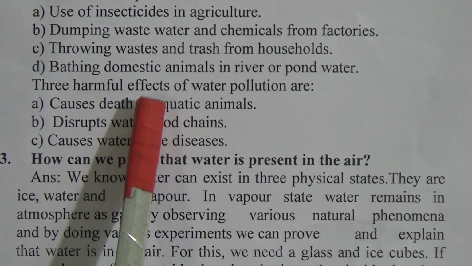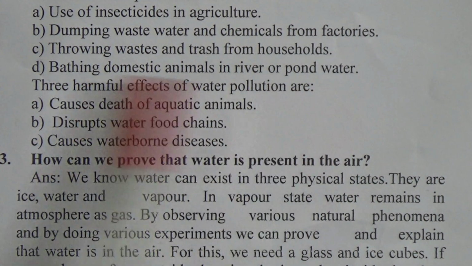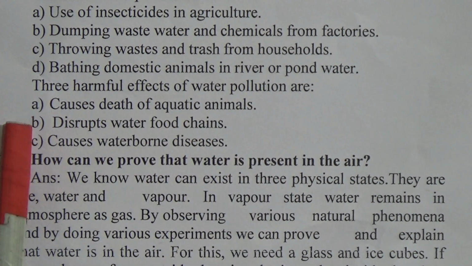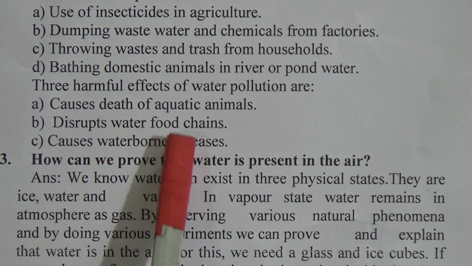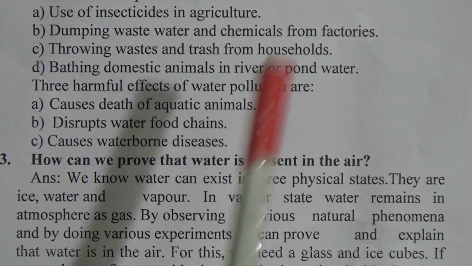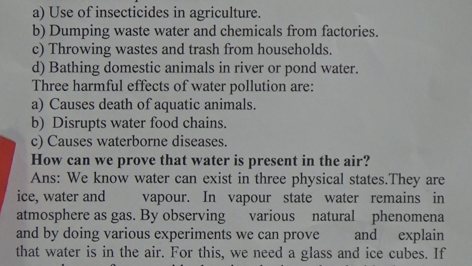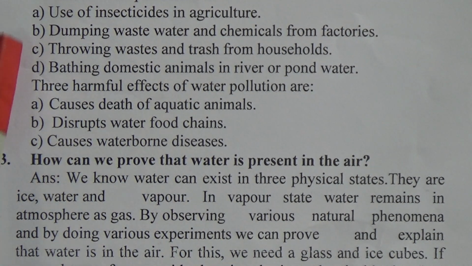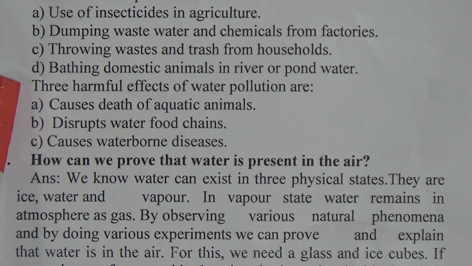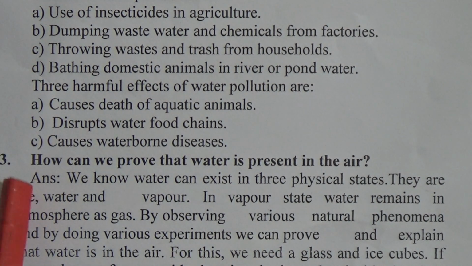The 3 harmful effects of water pollution are: first, causes death of aquatic animals; second, disrupts water food chains; and third, causes waterborne diseases. Dear students, these causes and effects you can write by yourself using your own words, and you can give other points also. Come to the next question answer.